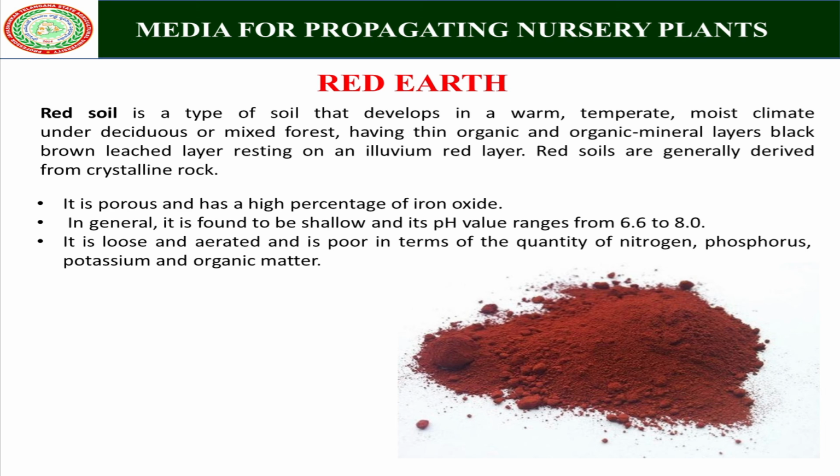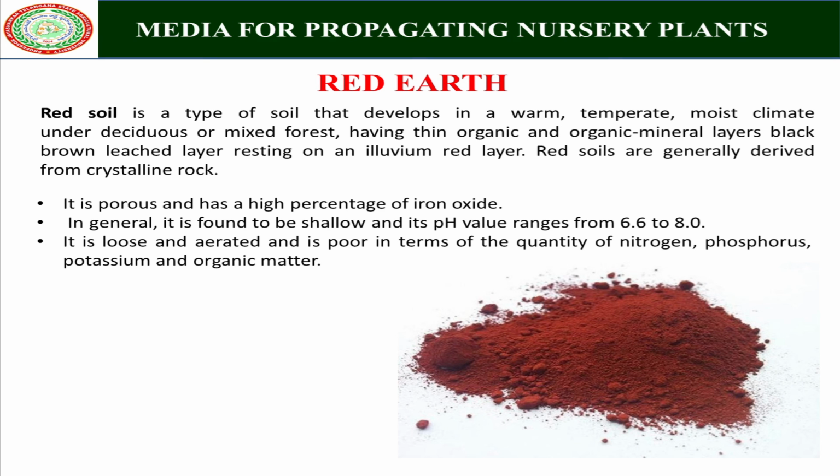Next is red earth. Usually, the most common type of soil used for growing plants is red earth or red soil. Red soil is a type of soil which develops in warm and moist climates under deciduous or mixed forest areas. So these red soils are generally derived from crystalline rock. They have this red color imparted to them. That's why we give it the name red earth or red soil.